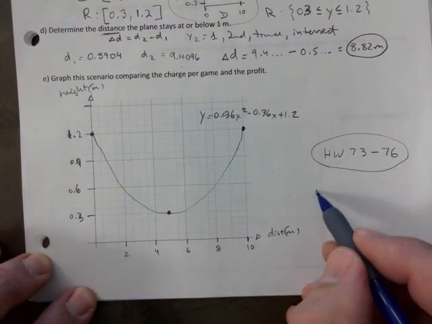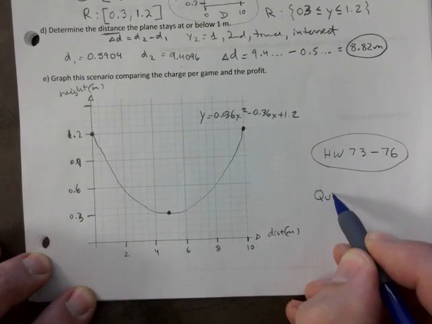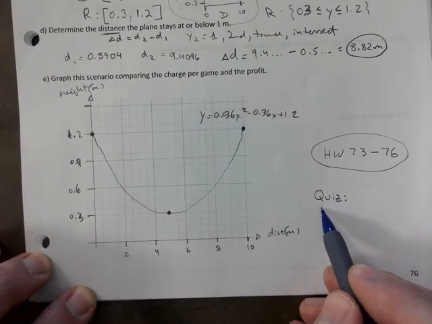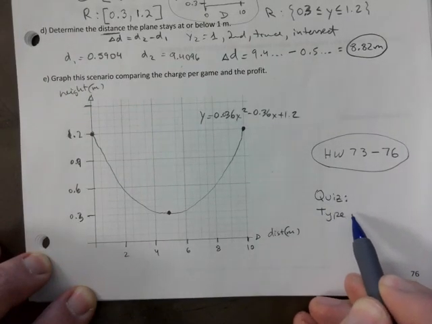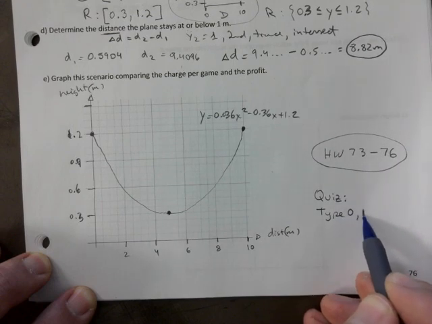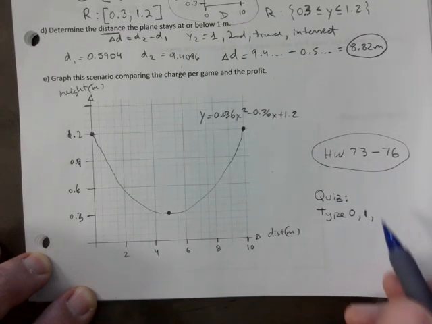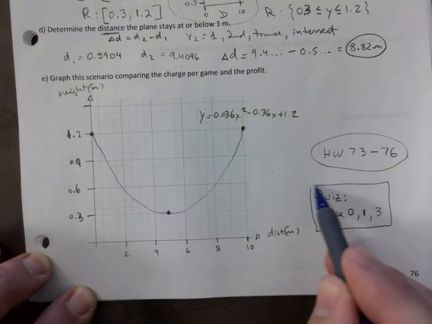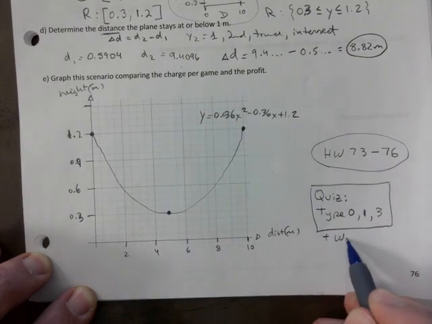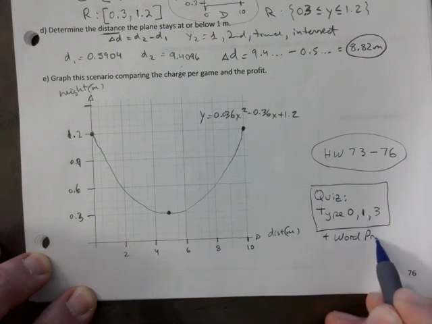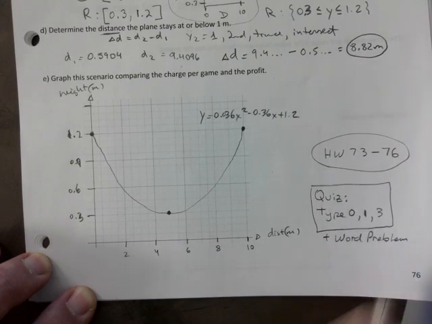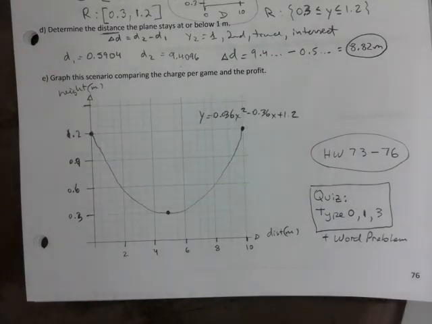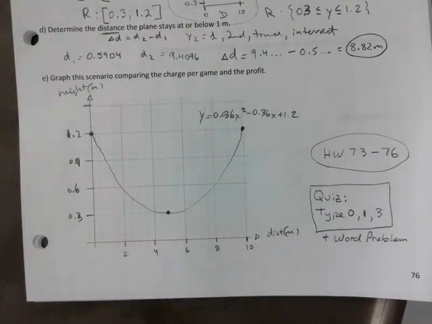So for the quiz, make sure you know type 0, type 1, which is the profit, and type 3. I'm going to be heavy on that. Plus just word problems in general. If you're just given a word problem with the equation, just type it in and answer.